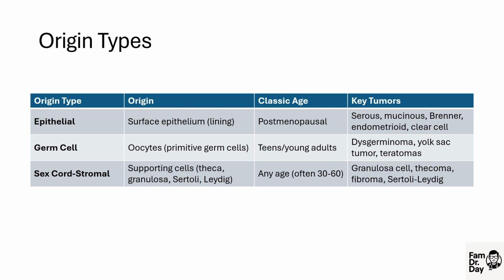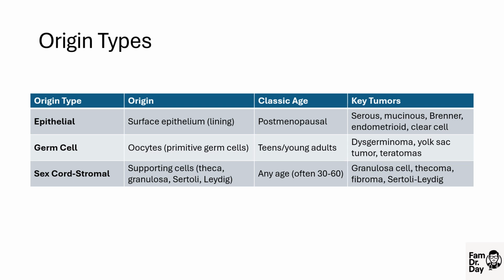We have epithelial tumors that come from the surface lining and usually show up in postmenopausal women. Key tumors include serous and mucinous, while the germ cell tumors come from primitive oocytes. These hit teens and young adults, and the important ones to know are dysgerminoma, yolk sac tumor, and teratomas.